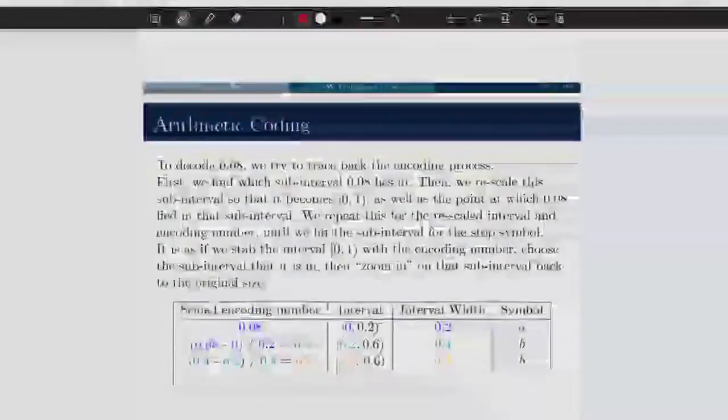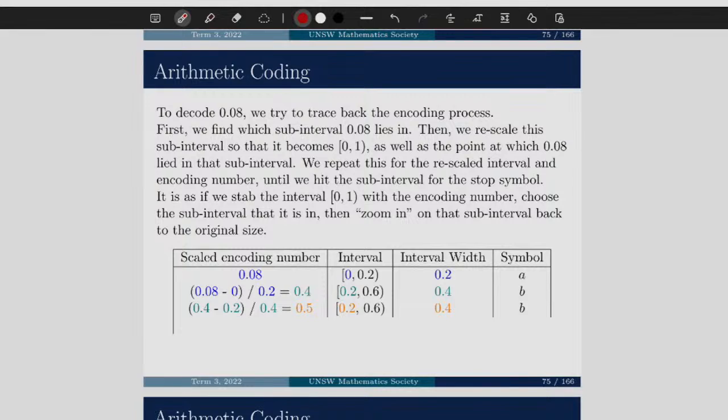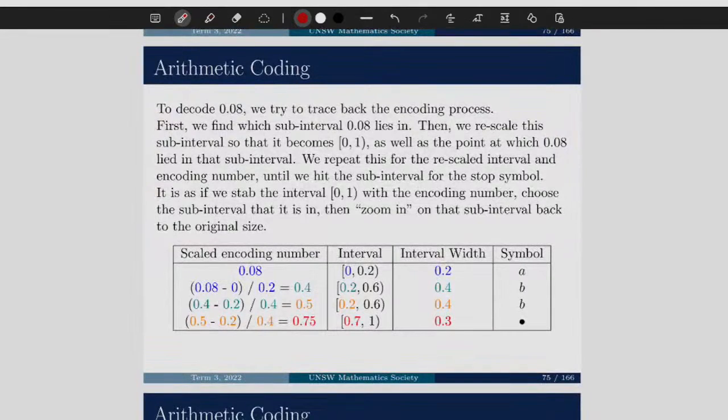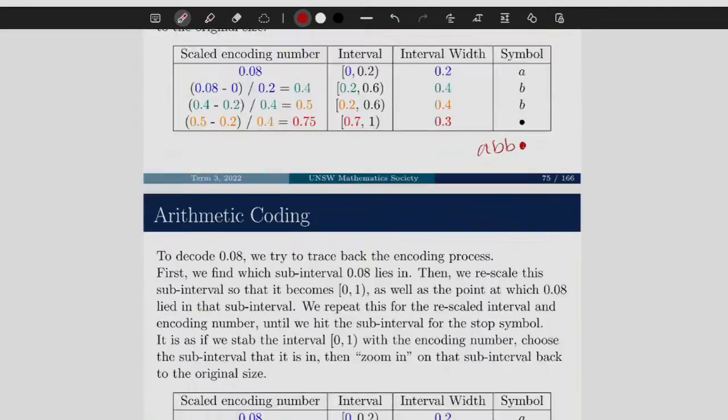And then next, we do the exact same calculation. So using this, we minus the start divided by the width. We're going to get 0.5, which lies in the exact same interval, which is a B again. Doing this calculation again, we're going to get 0.75, which is our stop. And hence, we have decoded this as ABB stop. Right? Super slay. Okay, cool.